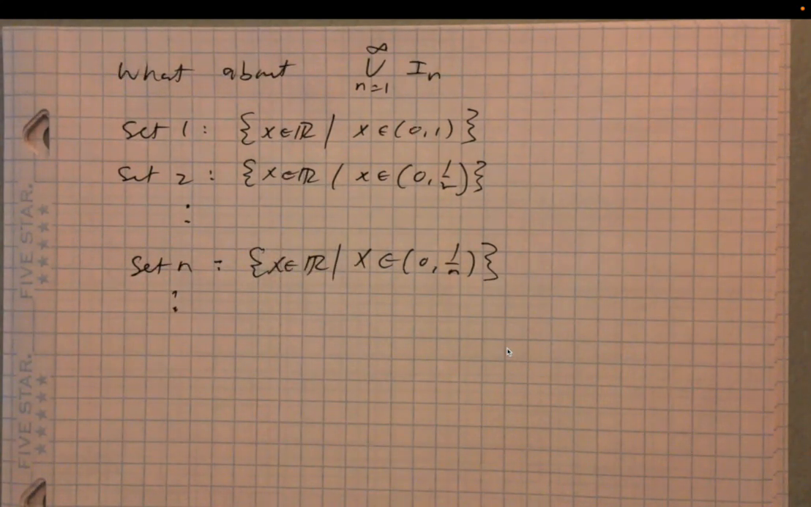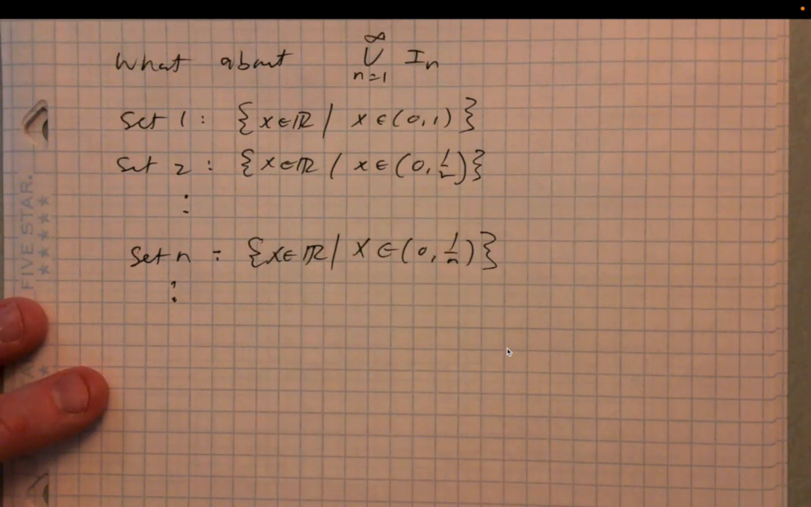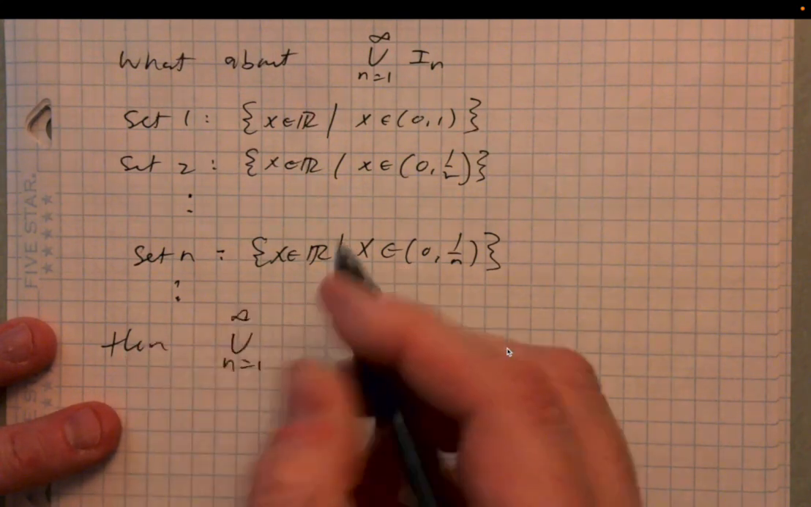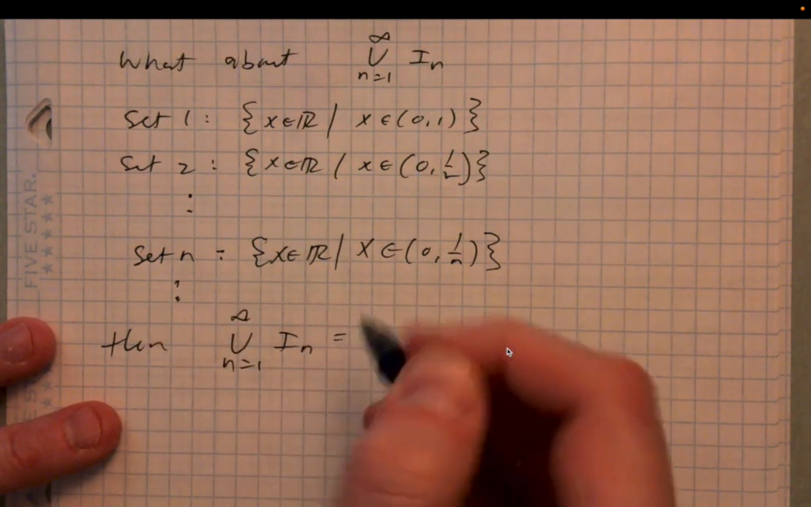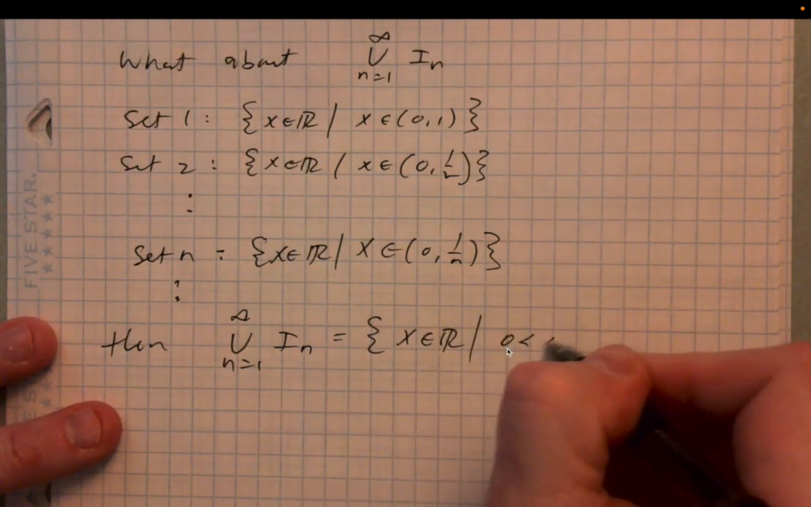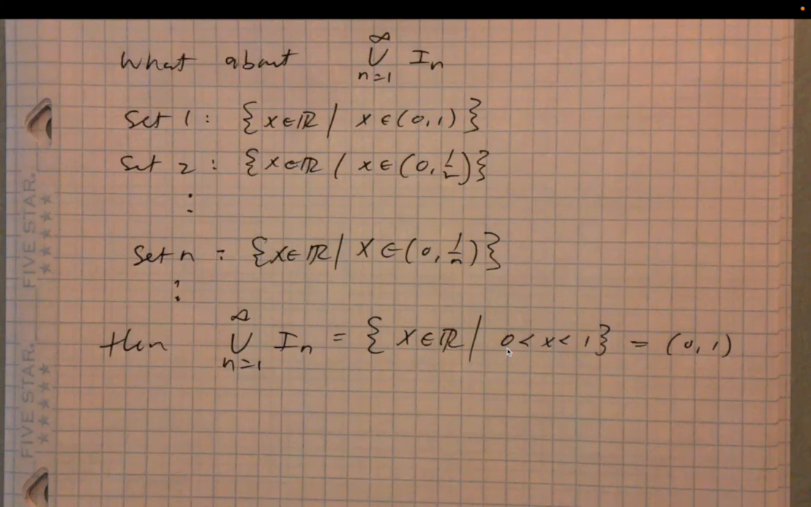So it's easy to see that the union here is the interval 0 to 1. Basically the entire interval from 0 to 1. Open interval, actually, it has to be open, because of how the set was described. So the union from n equals 1 to infinity of I sub n is equal to all of the x in R such that 0 is less than x, which is less than 1, otherwise known as the open interval 0 to 1. Okay. All right. Very good.